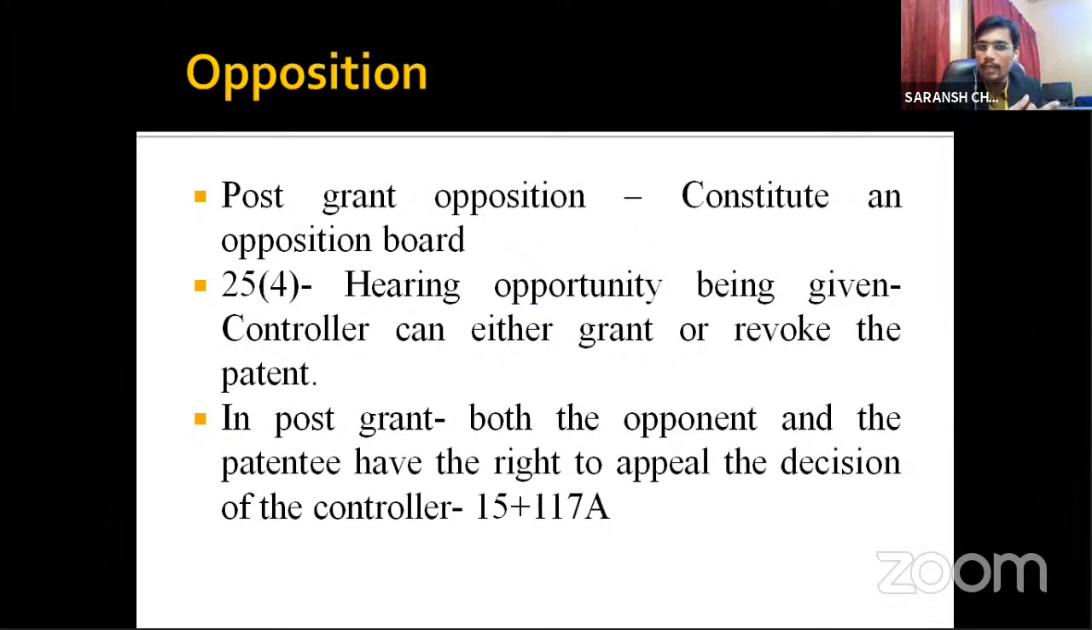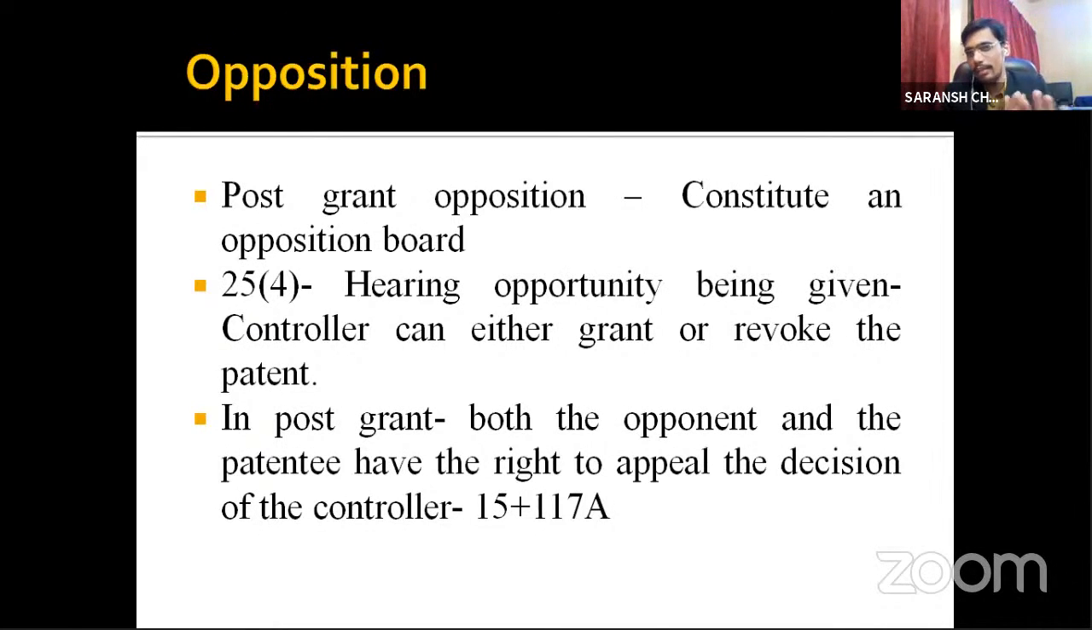And in post-grant, both opponent and patentee have the right, as I told you, under section 15. In a post-grant, the decision of the controller will be treated under section 15, even if it is against the applicant or in favor of the applicant, hence appealable under 117A. But in pre-grant, I repeat, in pre-grant, a decision in favor of an applicant will not be appealed and will not be treated under 15, but a decision not in favor of an applicant will be treated under 15, hence appealable under 117A. This is something very confusing, but you have to make yourself very clear.